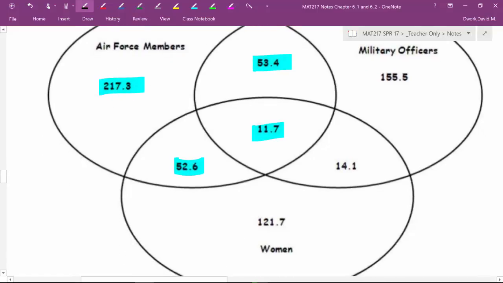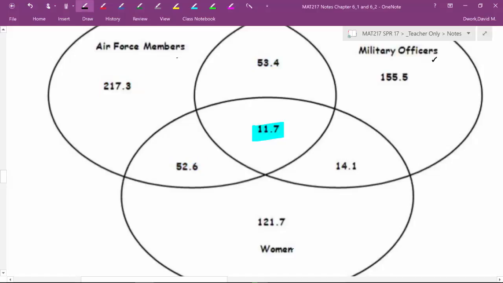And they are also not women. So we'll make the assumption that there's only women or men classifications. Therefore, we're going to say that there are 217.3 thousand Air Force members who are not officers and are male, or male Air Force non-officers. And then you can play this game. You can keep going around picking different pieces.